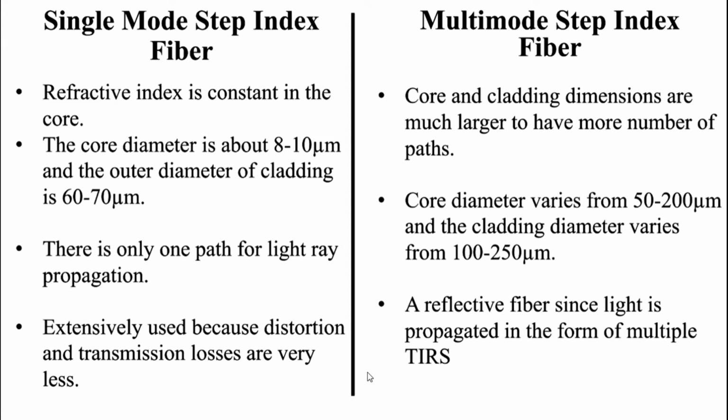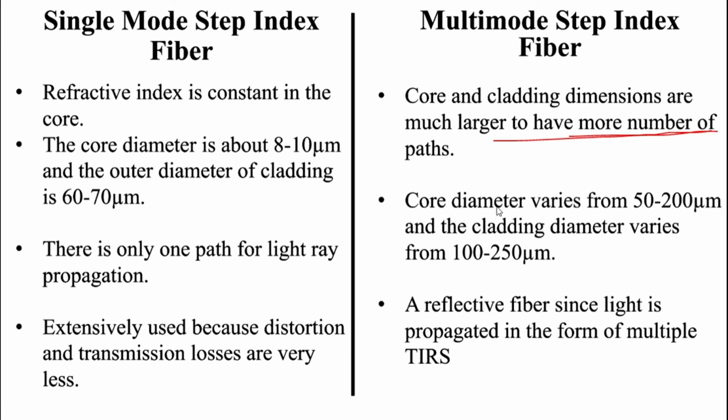In the single mode, the refractive index is constant in the core. The core diameter is about 8 to 10 micrometer, and the outer diameter of the cladding is 60 to 70 micrometer, and there is only one path for light ray propagation. This is extensively used because distortion and transmission losses are very small. For multimode step index, the core and cladding dimensions are much larger to have more paths. So this is one of its main differences.